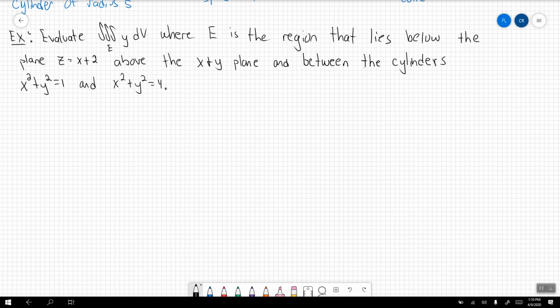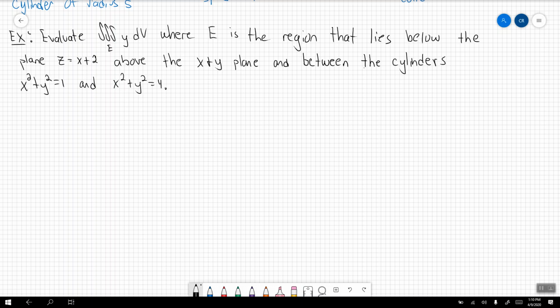Alright, so we want to again evaluate this given triple integral where we have some bounded region E that we will be integrating over. That bounded region is given by the plane z is equal to x plus 2, above the x and y plane, and between the cylinders x squared plus y squared equals 1 and x squared plus y squared is equal to 4. So we have these two cylinders being bounded by the x and y plane and some sort of plane up above.